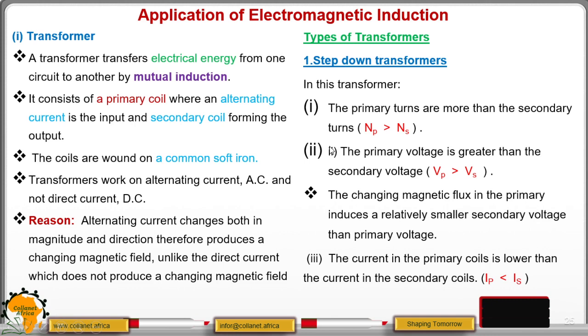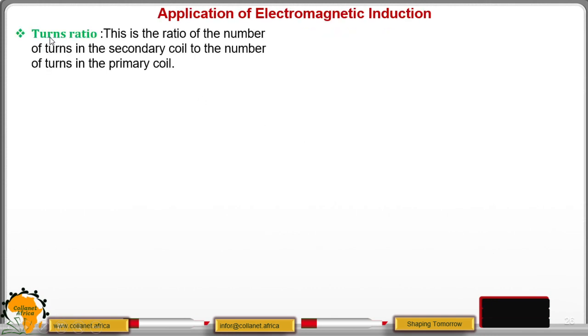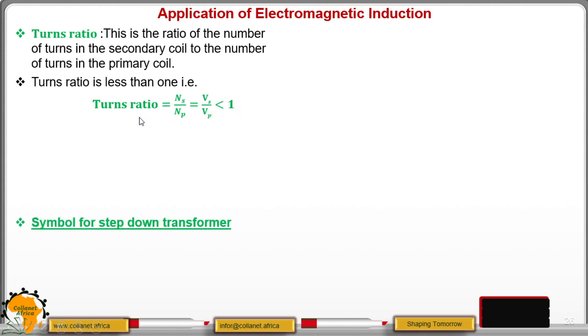Note the symbols there. Then from there we have another term that we need to understand, the turns ratio. Now this one is defined as the number of turns in the secondary coil to the number of turns in the primary coil. When we come to the step down transformer, this ratio is less than 1. In other words, the number of secondary turns divided by the number of primary turns, which is the same as the voltage in secondary divided by the voltage in primary, is less than 1, and this is what we call the turns ratio.